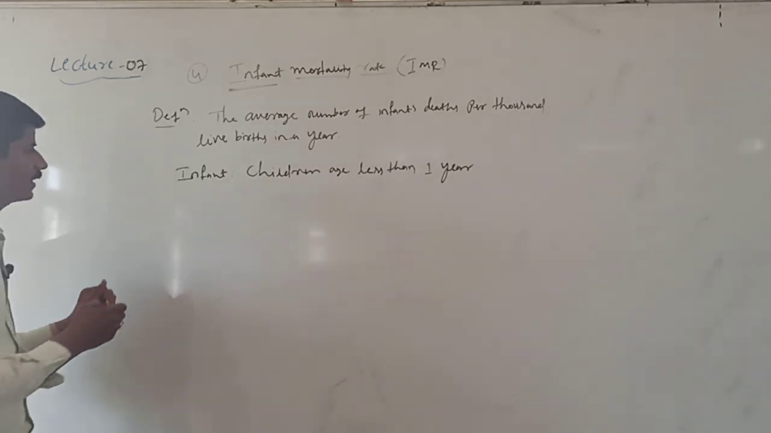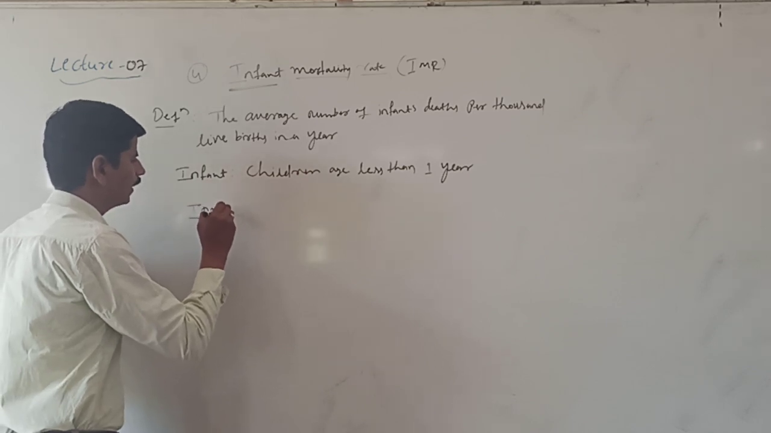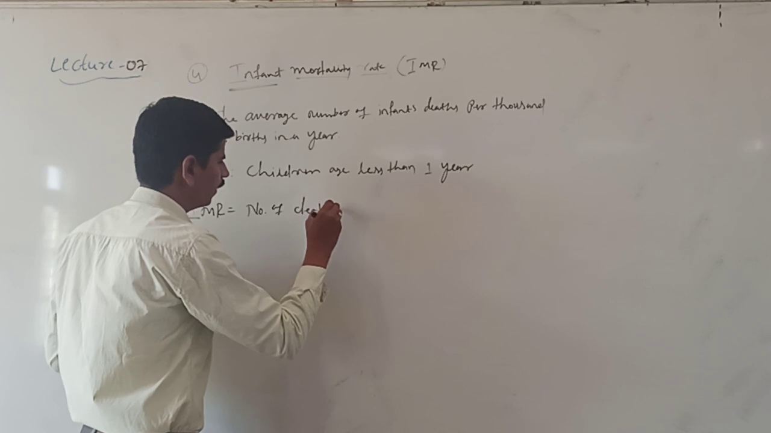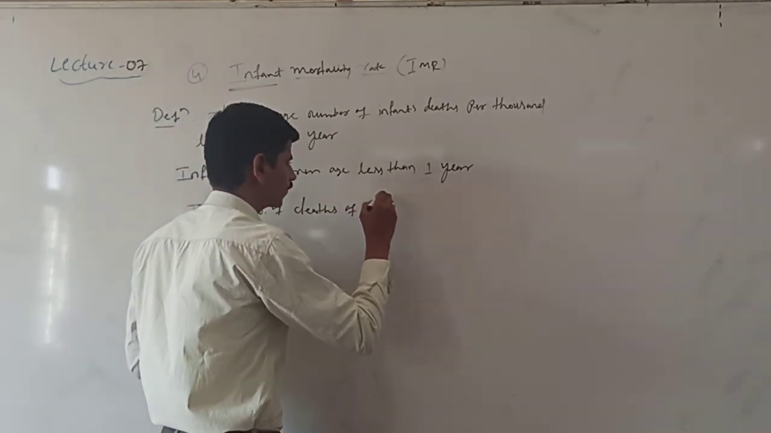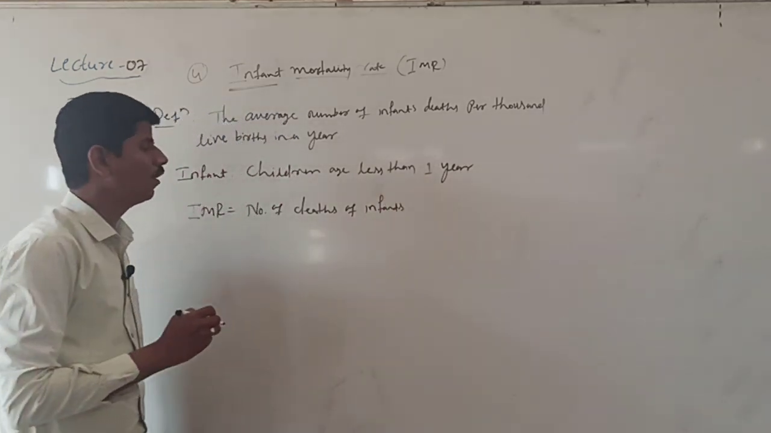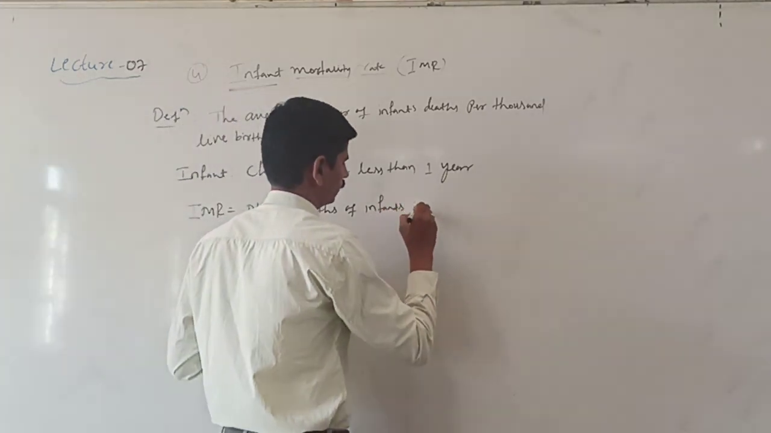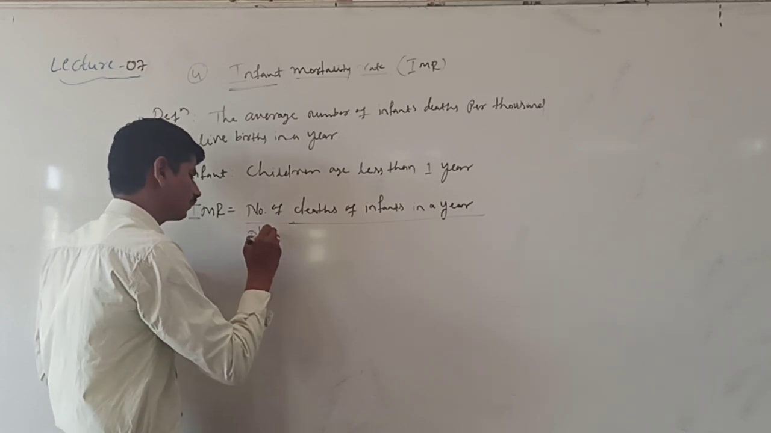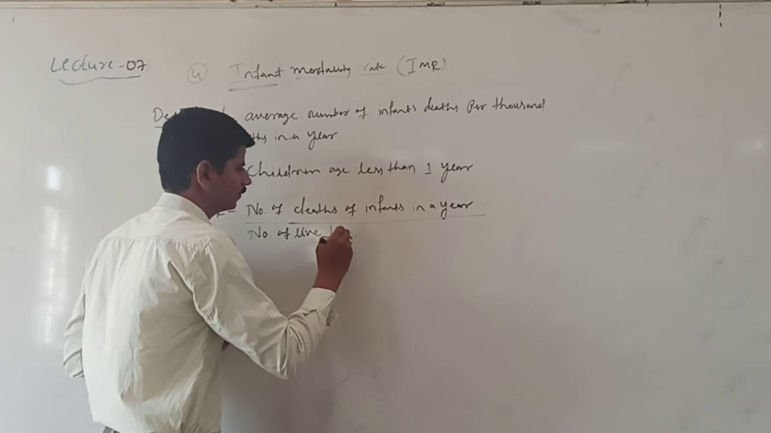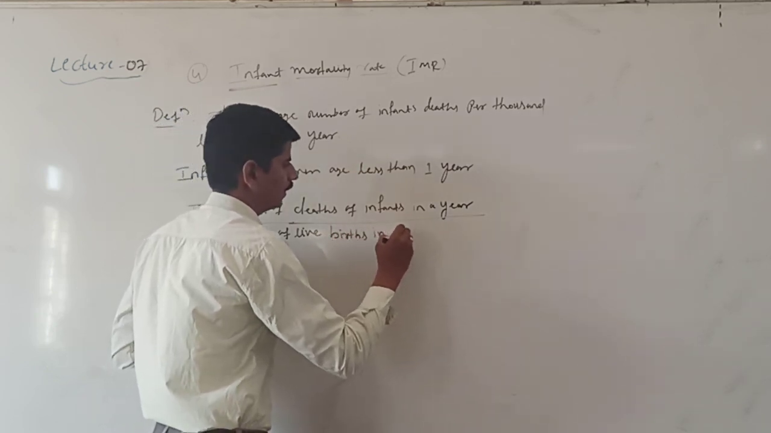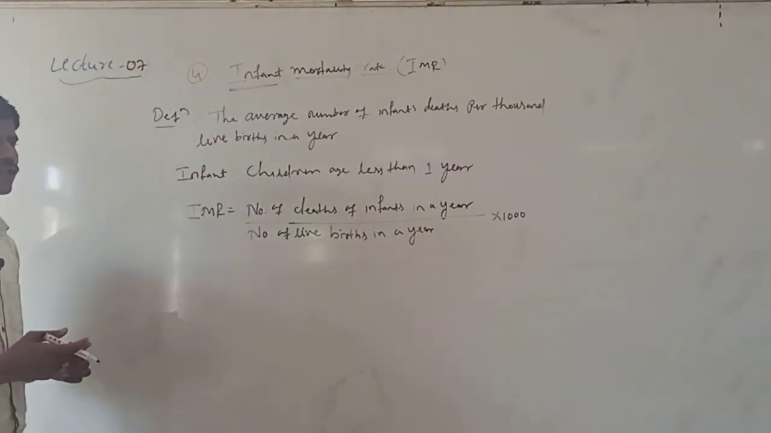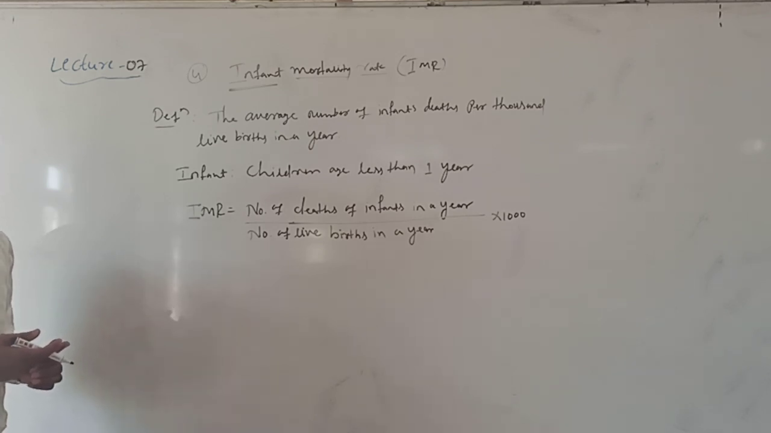Okay, here it can be calculated as IMR equal to the number of deaths of infants in a year divided by number of live births in a year into 1000. Okay, it is about infant mortality rate.